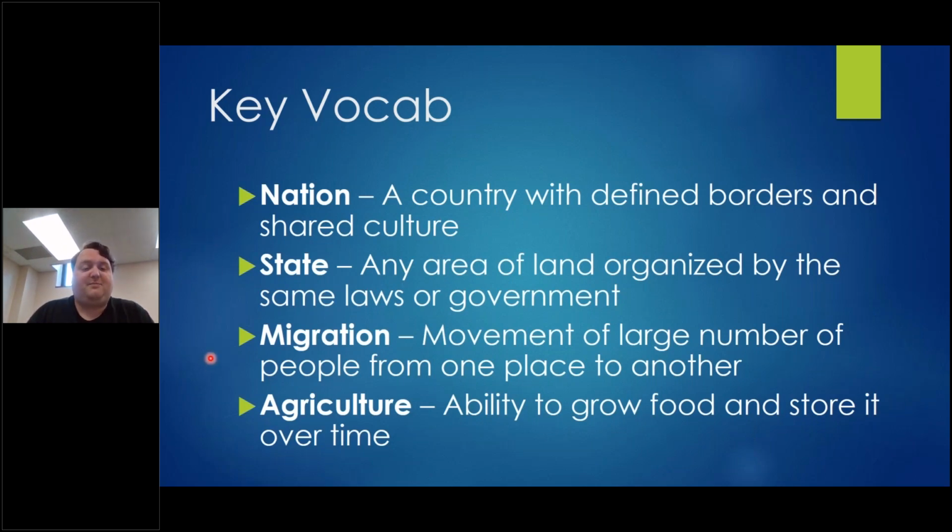We're also going to be talking a lot about migration. Migration is the movement of large numbers of people from one place to another. And then agriculture, the ability to grow food and store it over time.